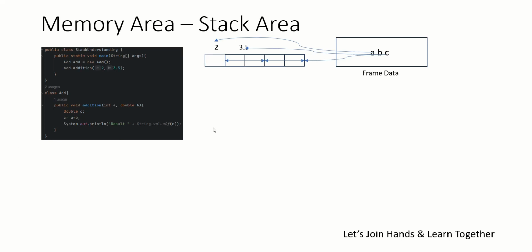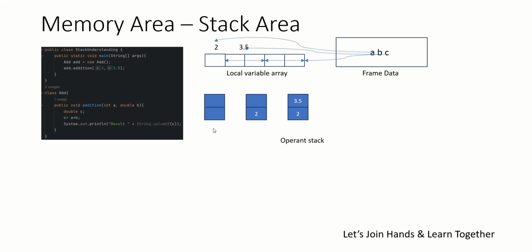That is how the operand stack comes into the picture. Initially, the operand stack won't have any entry. First it will load a, so 2 will be loaded. Then it will load b. It has to add a and b, so both need to be present here. So it will load 3.5. Then it will do the addition, 2 plus 3.5.